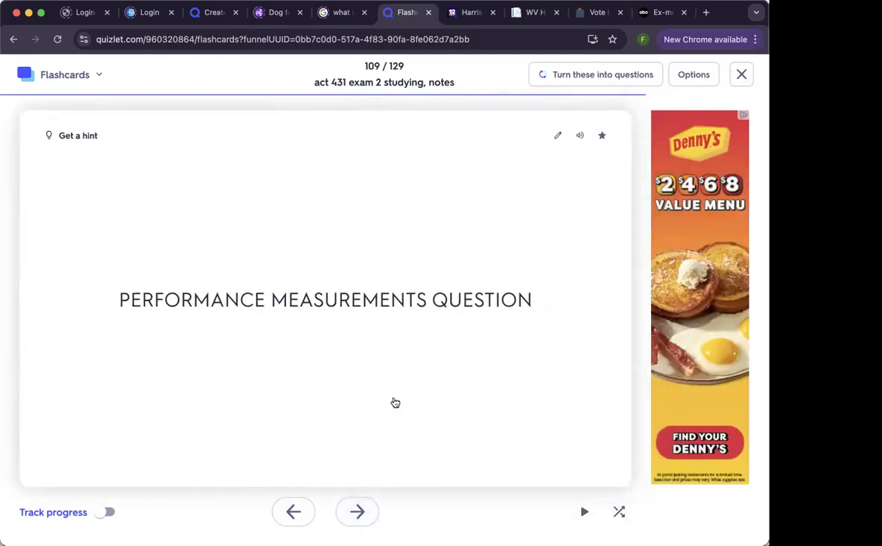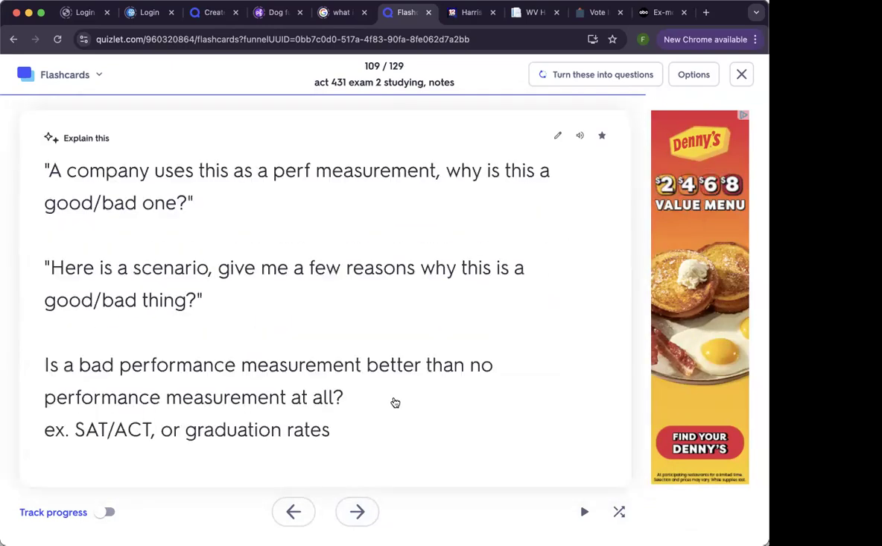Performance measurements question. A company uses this as a performance measurement. Why is this a good or a bad one? Here's a scenario. Give me 3 reasons why this is a good or bad thing. Is a bad performance measurement better than no performance measurement at all?